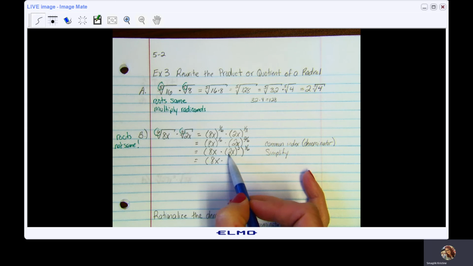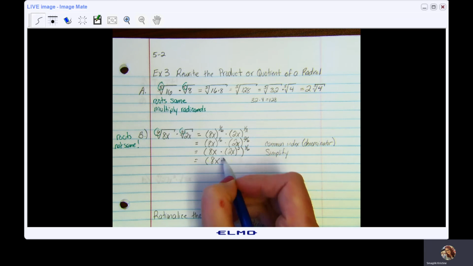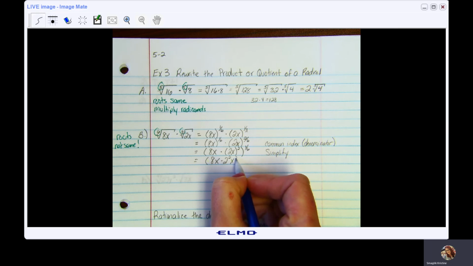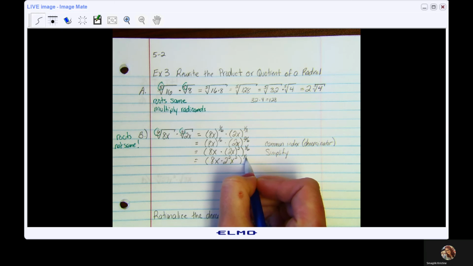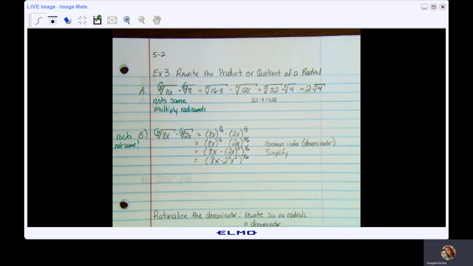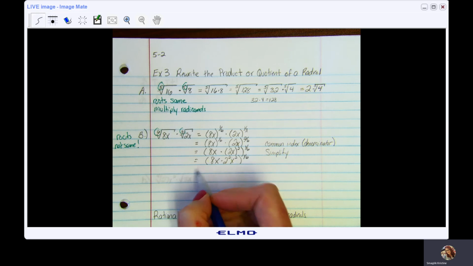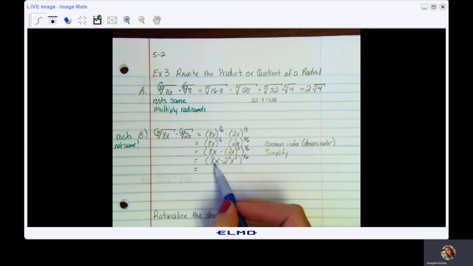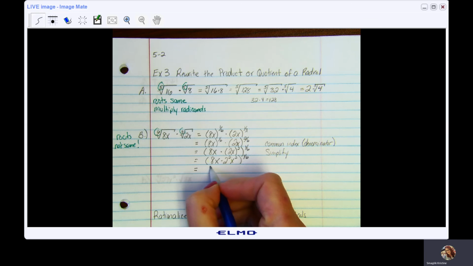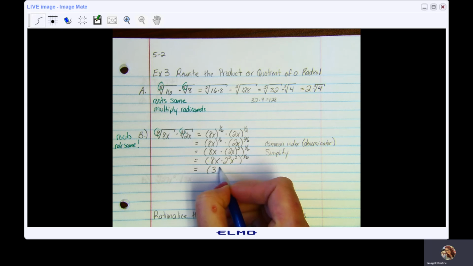Within your parentheses, you also have a power raised to a product here. So you need to distribute that 2 to both of your factors here. So this is going to be 2 squared, x squared, raised to the 1/6 power. 2 squared is 4. 8 times 4 is 32.